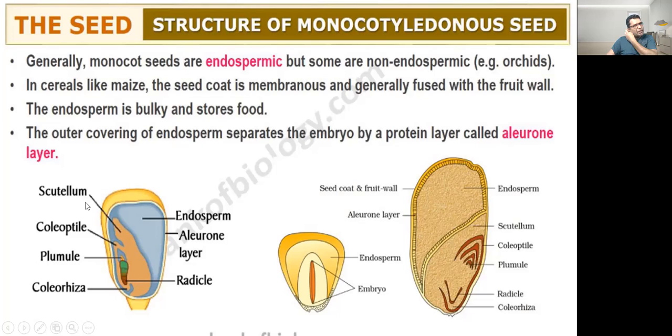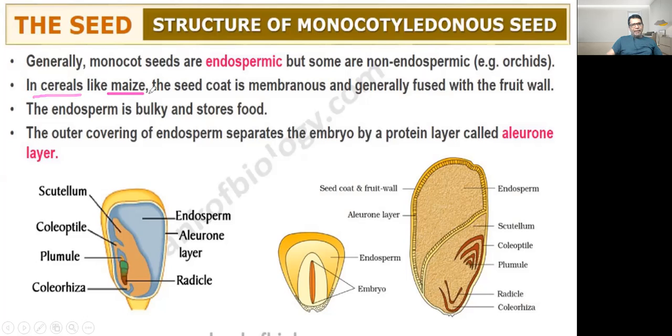Now the structure of a monocotyledonous seed. Generally, monocot seeds are endospermic, but some are non-endospermic as well, like orchids. They are monocots, but they don't have endosperm.